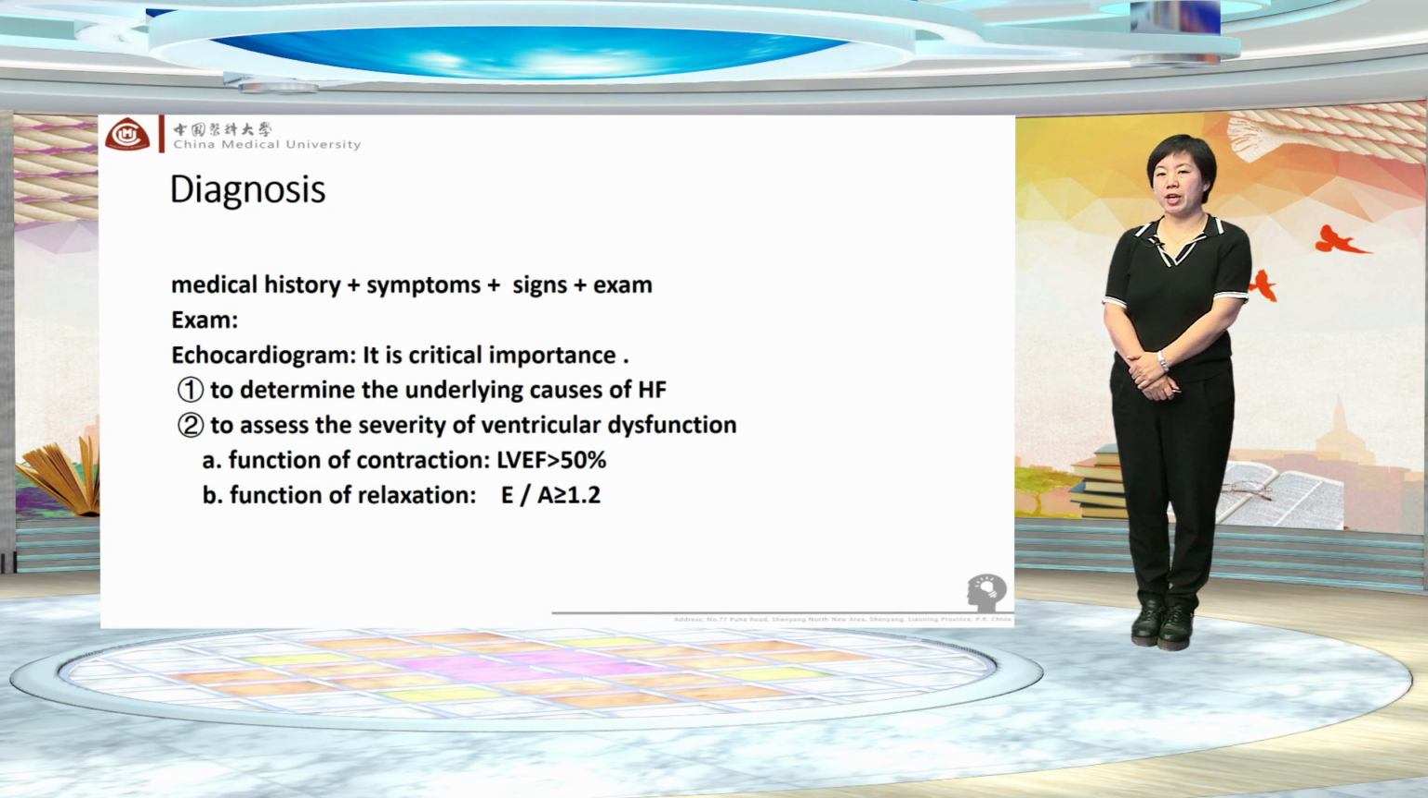Mostly, we use echocardiogram to diagnose heart failure. By using echocardiogram, we can determine the underlying causes of heart failure. We can also assess the severity of ventricular dysfunction.